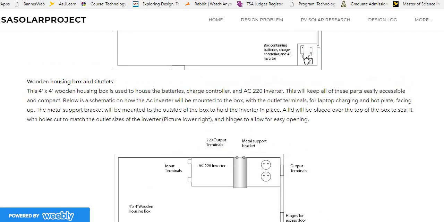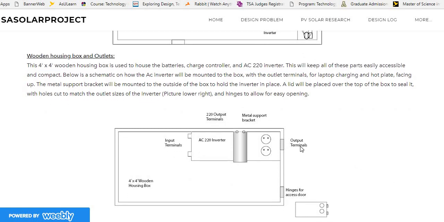Lastly, I have a schematic here of how the wooden housing box and outlets would play out. The box would be about a 4x4 box that would be used to house the batteries, charge controller, and AC inverter. This would keep all the parts easily accessible and compact. Below is a schematic on how the AC inverter would be mounted to the box and the terminal, with the outlet terminals for laptop charging and the hot plate. And that would be facing up to make sure that they could easily plug into the inverter.